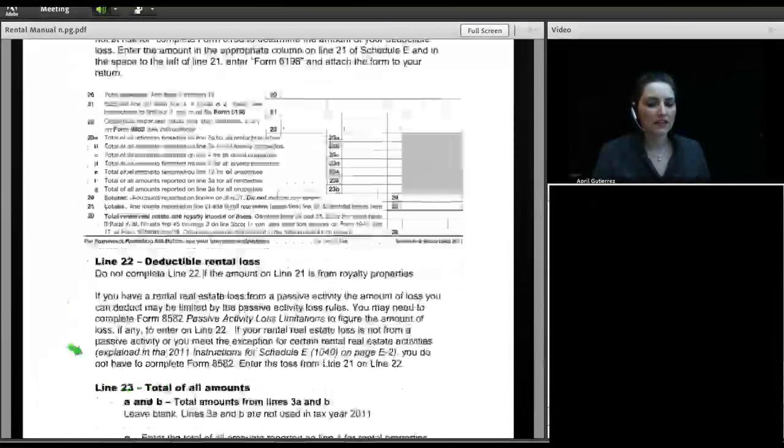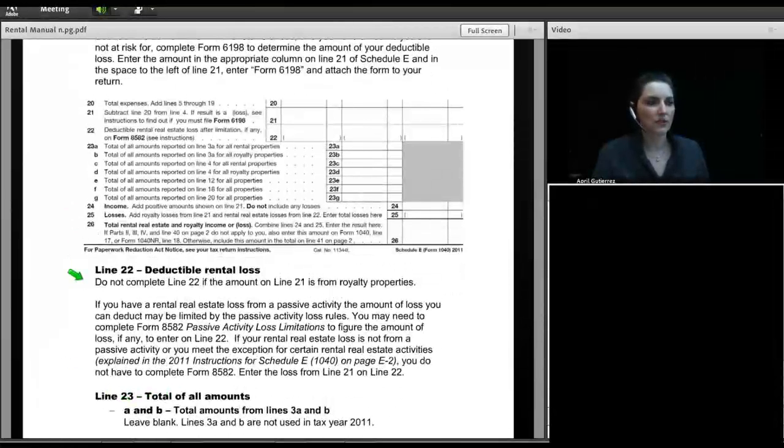Now, in addition to 6198, which is used to determine whether or not you are at risk for your loss, we also have to look at the fact that rental property is by definition passive, and as a passive activity, your loss may be limited. And that's going to be the next topic we come up on: at-risk limits and passive activity rules for the last hour and a bit of our class today.